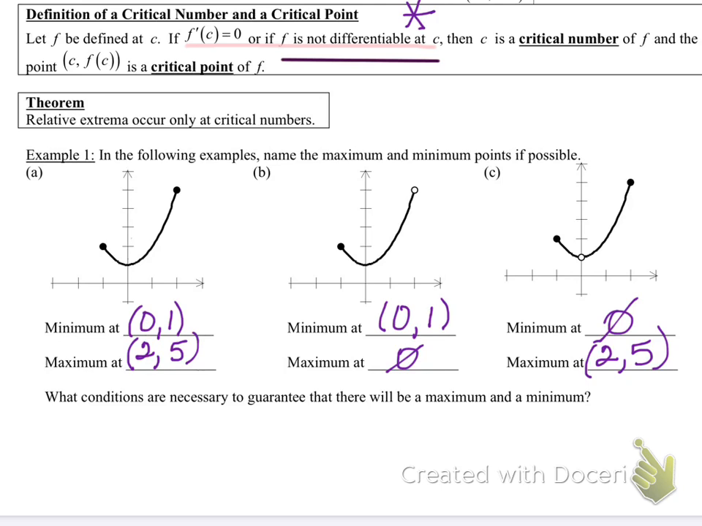So if you look here, you see that in order for there to be a max and a min, what conditions are necessary to guarantee that there will be a maximum and a minimum? It really needs to be continuous, because if it's discontinuous, it might be discontinuous at the top or max, or at the bottom or min, or on one of the endpoints, and one of the endpoints could be a max or a min.